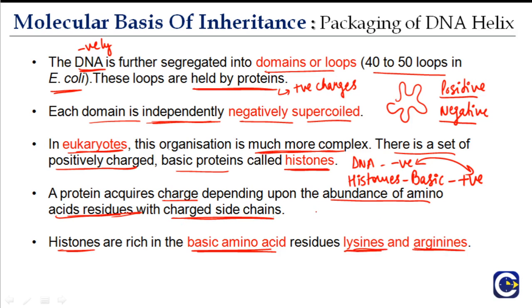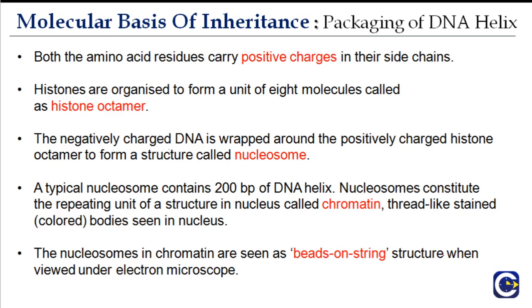So it is very important that you remember that negative attracts positive. What is negative here? DNA. And what is positive? Histone. And why is histone positive? Because of lysine and arginine. Sometimes they can ask questions like which are the most abundant amino acid residues of histones that contribute to the positive charge. So it's lysine and arginine. Must remember this. Both lysine and arginine carry positive charge in their side chains.